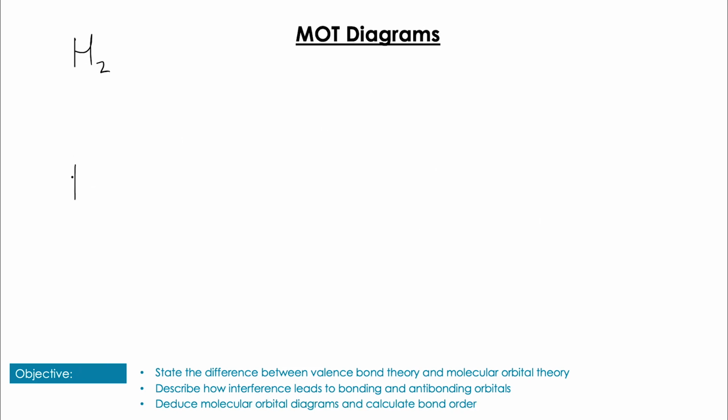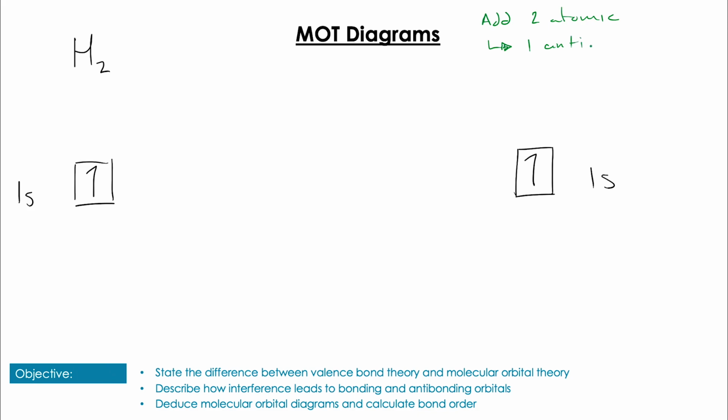So how can we work out where these electrons are going, which ones are bonding and which ones are anti-bonding? Well, we can use molecular orbital diagrams. Here we're going to look at H2, really simple. One atom of hydrogen has one electron and another atom of hydrogen has another electron, both in the 1s. All we're going to do is take these two orbitals, and any two atomic orbitals would create one anti-bonding and one bonding orbital.